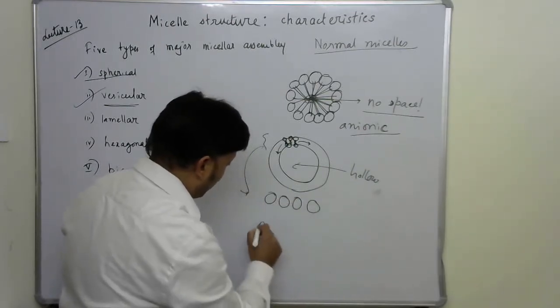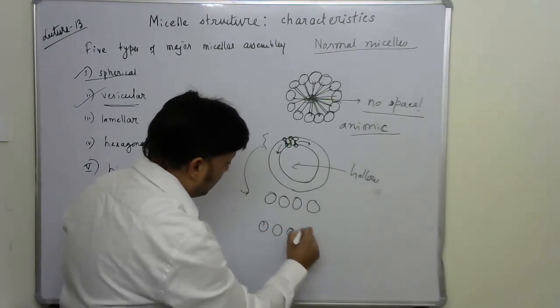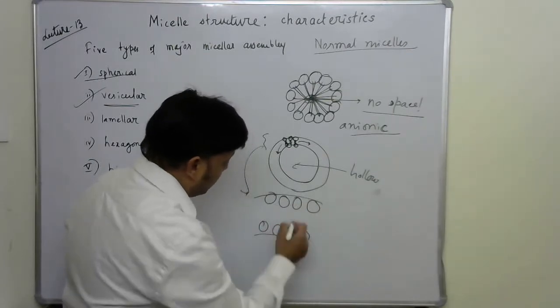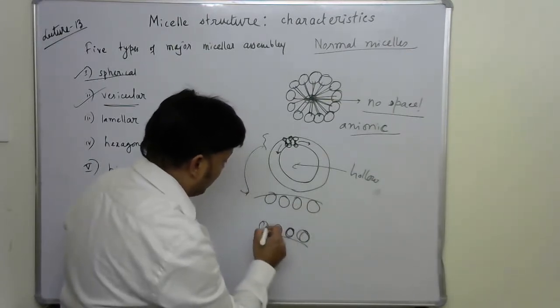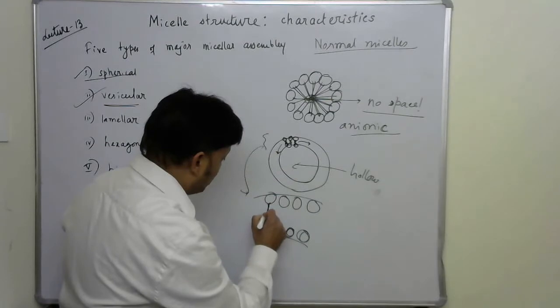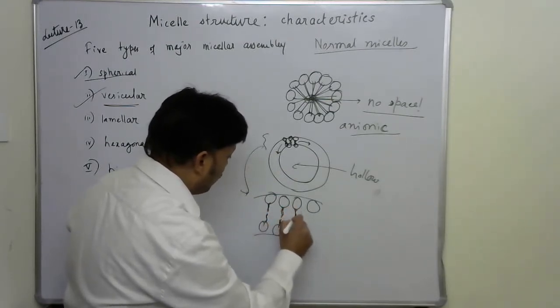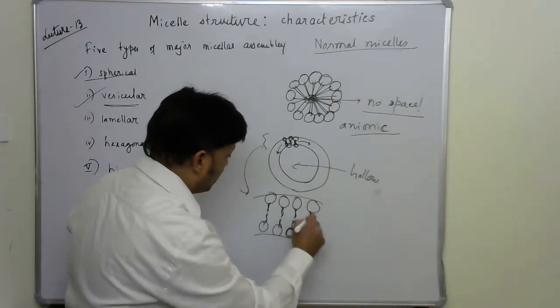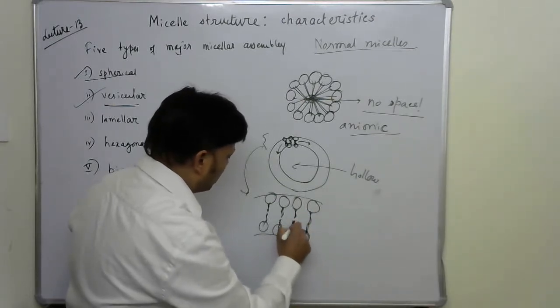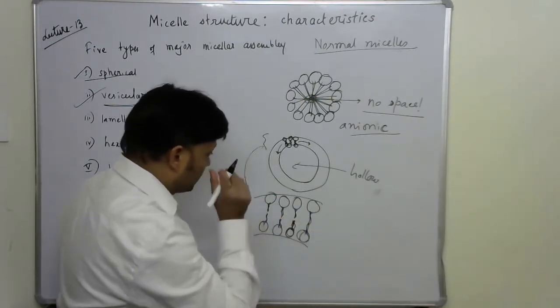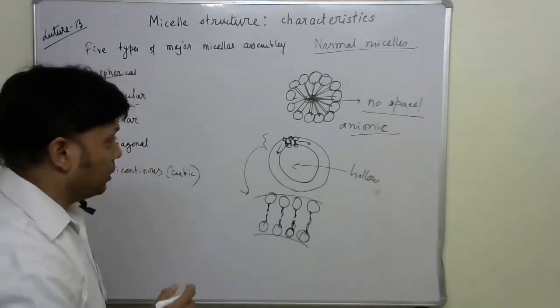So this is the hydrophilic ends, and in between we have this long tail hydrocarbon chain. So this is the hydrophobic core. Okay, so we can actually think of it like this. So this resembles the cell membrane structure.